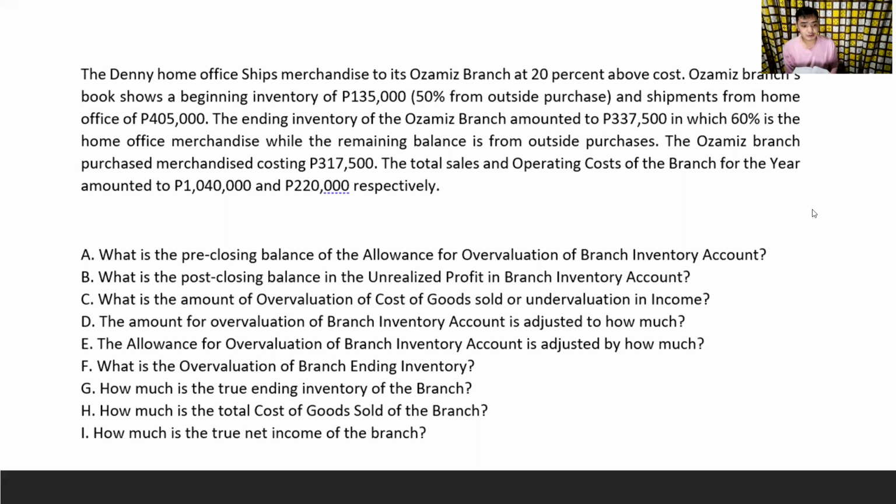The Ozamis branch purchased merchandise costing 317,500. The total sales and operating cost of the branch for the year amounted to 1,040,000 and 220,000 respectively. I can give you 1 minute to read the questions again.